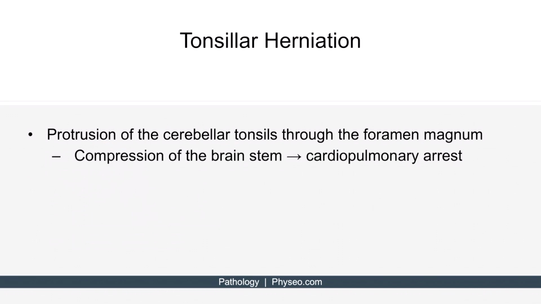Tonsillar herniation is a protrusion of the cerebellar tonsils into the foramen magnum, which is the large opening in the base of the skull through which the spinal cord passes. The foramen magnum forms around the base of the brainstem where the cardiovascular and respiratory centers are located. So when tonsillar herniation occurs, it compresses the brainstem and may result in cardiopulmonary arrest.